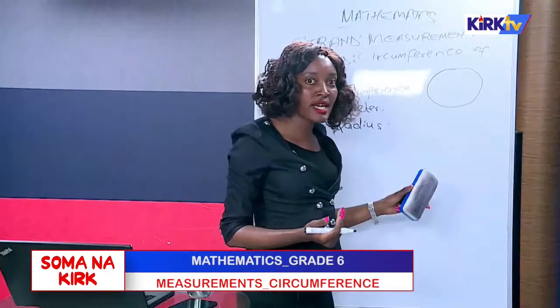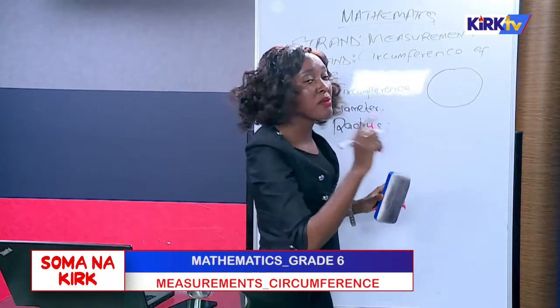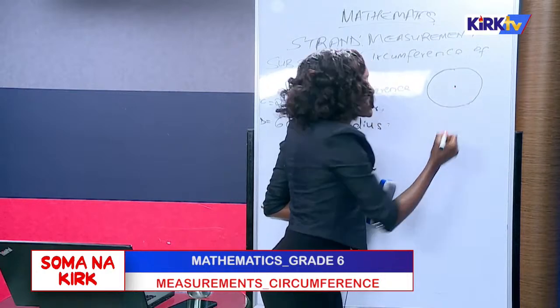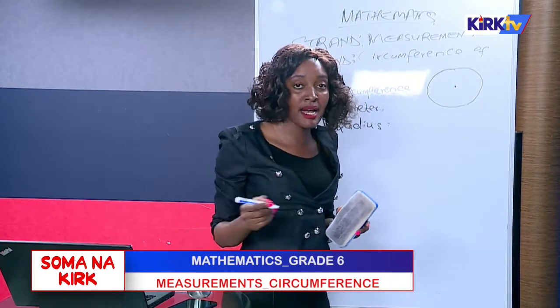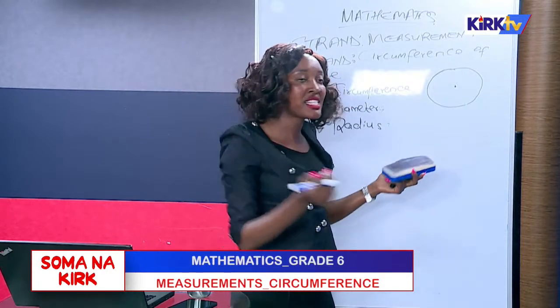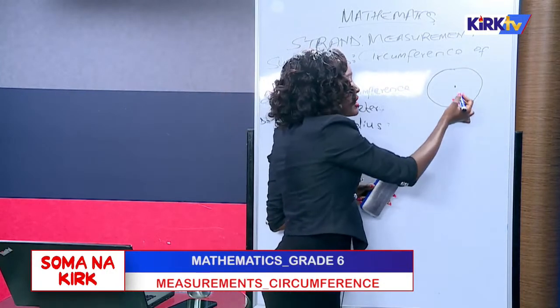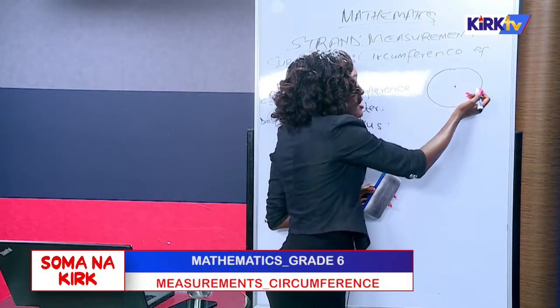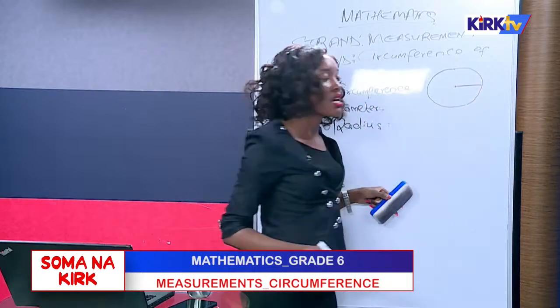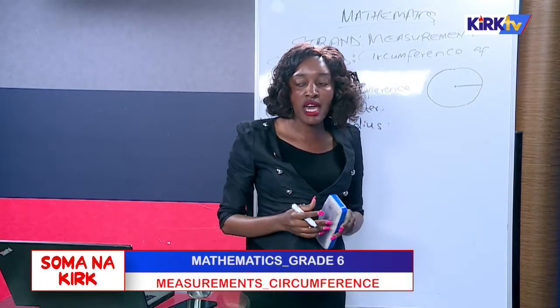Here is my circle, right? And then when you talk of the center, you must be very articulate. I'm going to put a point here just to show that that is my center. Then from there, draw a straight line towards the boundary. My straight line can be towards here, so long as it's from the center. That is our radius, okay?